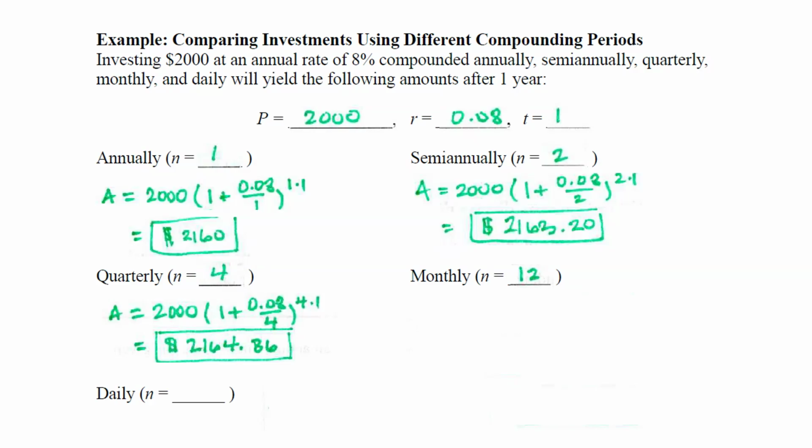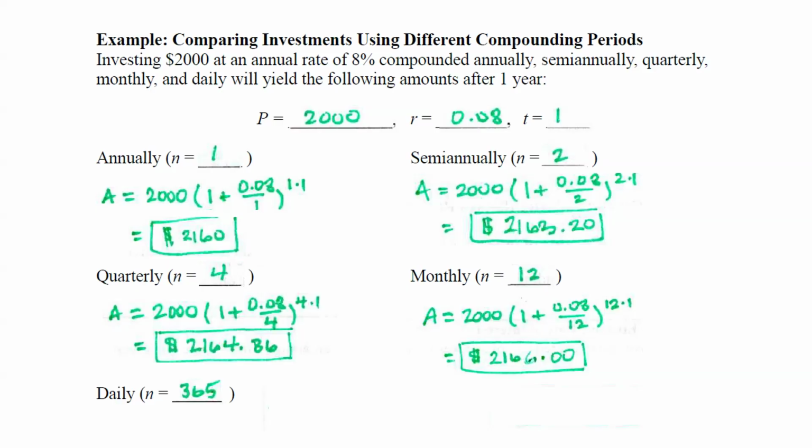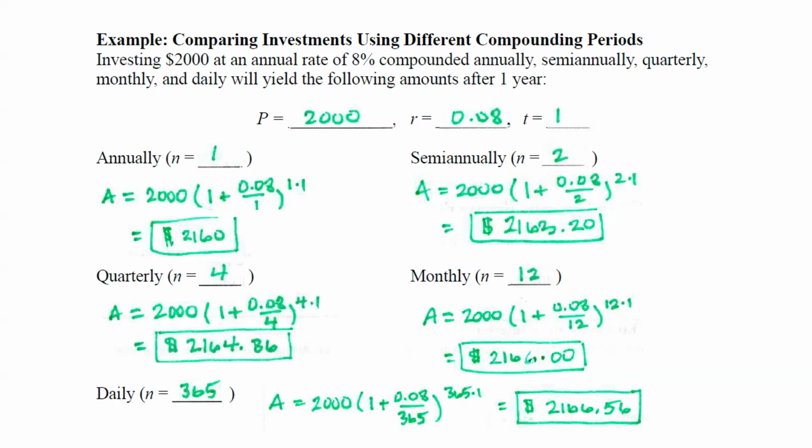Monthly is 12. So the only thing in these problems that is changing is the N, and we get $2,166. And daily, we use the value 365. So plugging that into our formula, we get $2,166.56. Okay. All right. So what do you now notice about the final amount as you increase N?